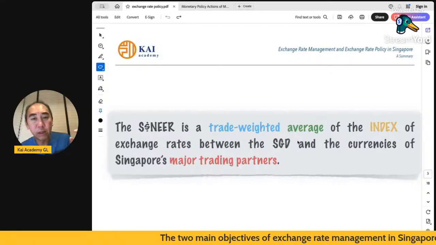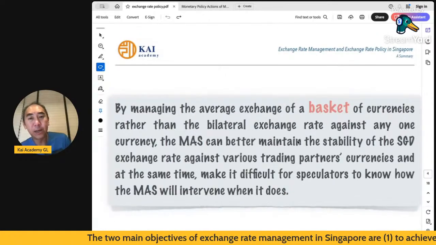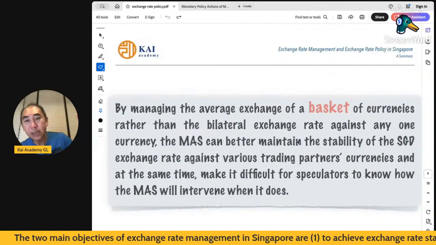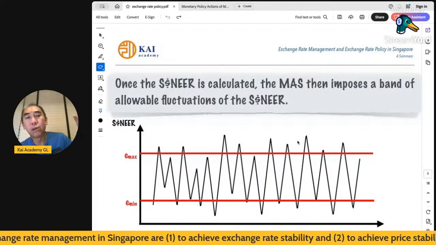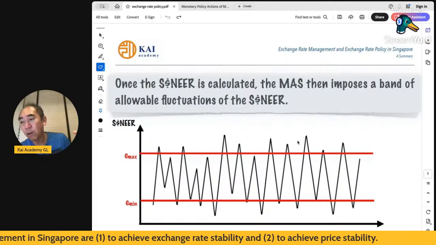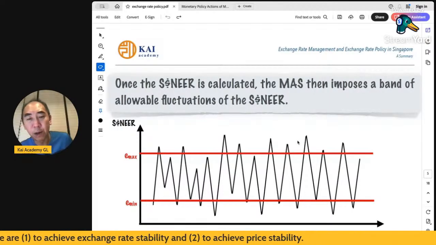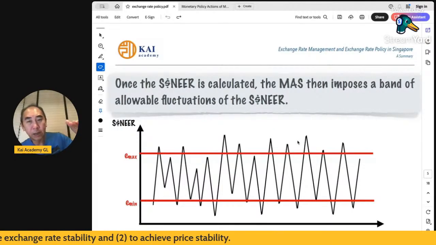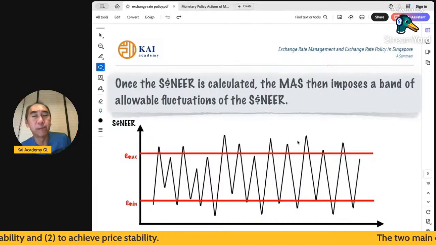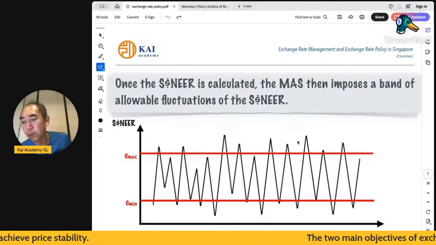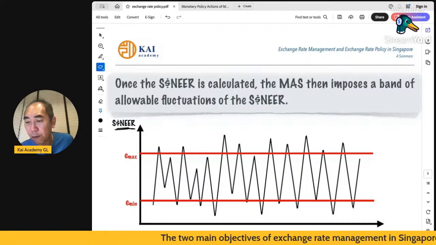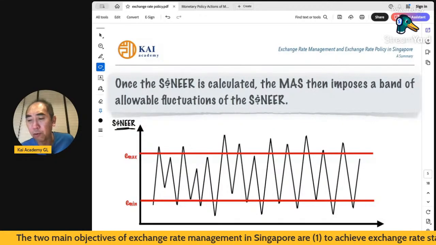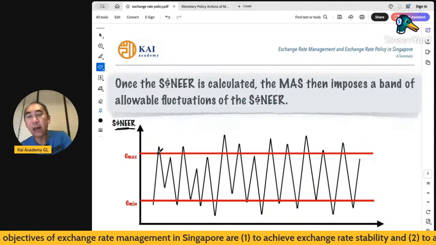Now, once we have this trade-weighted basket, then what the MAS do is to then set what is known as the upper limit and lower limit. So we will set a band of allowable exchange rate that the NEER is allowed to fluctuate in. So, for example, you can see from this picture that if the NEER, which is a trade-weighted basket average of our currencies, were to fluctuate within the band of allowable NEER rates, then MAS will not intervene.